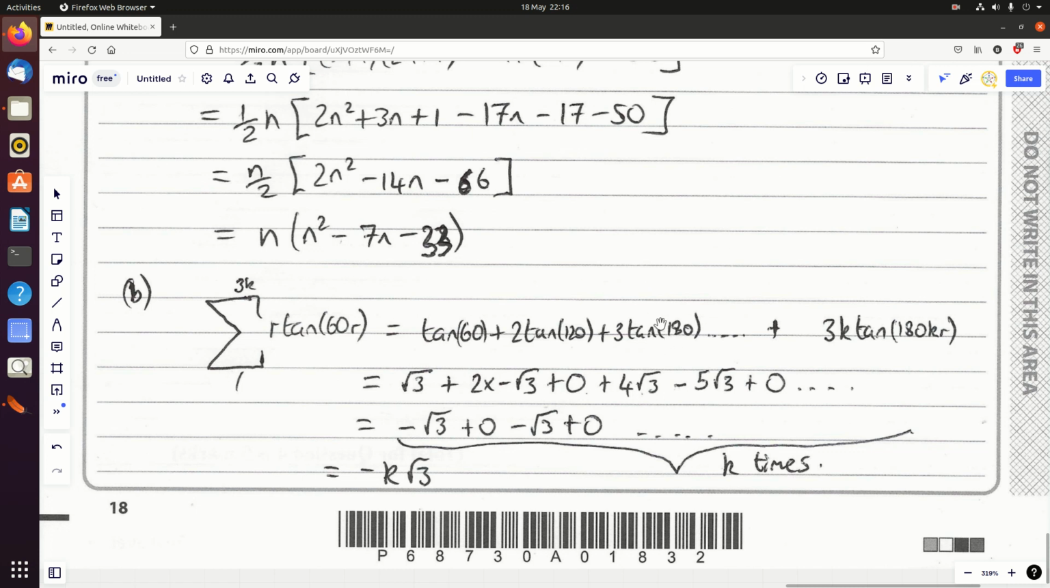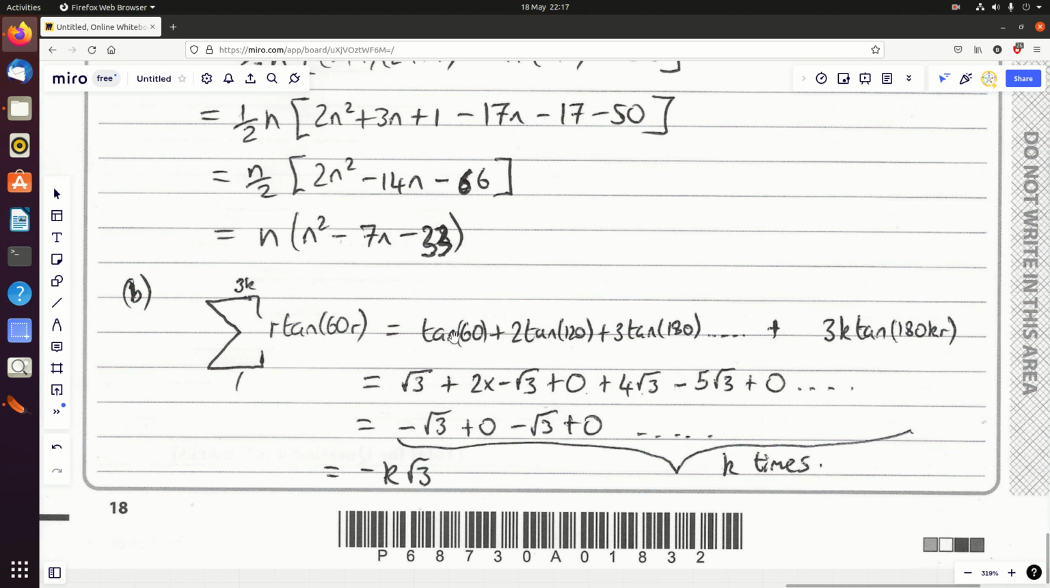And that's because, think of the tan graph. It goes through the origin, and it repeats every 180. So it's going to be 0 at 0, 180, 360. Or think of tan as sine over cos, and sine is 0 at 0, 180, 360, and so on and so forth. So every time you get 180 or 360 or 540 and so on, every third term is going to be 0, yeah?